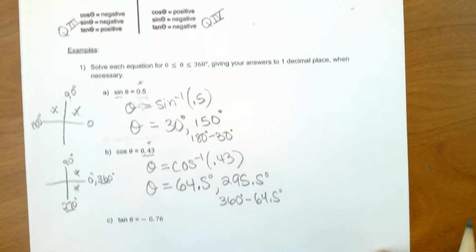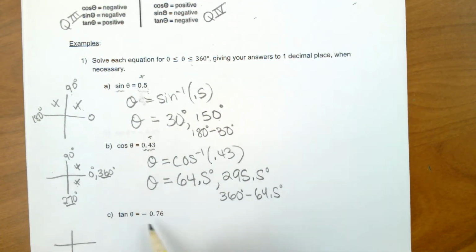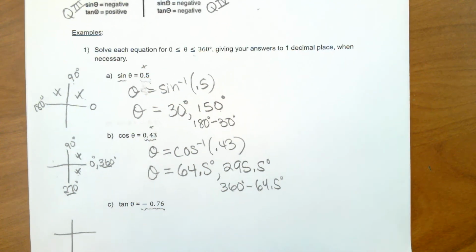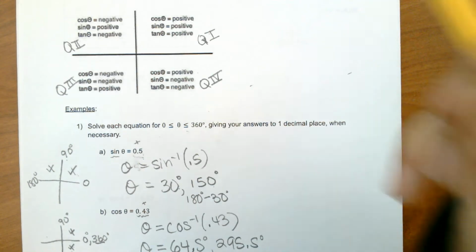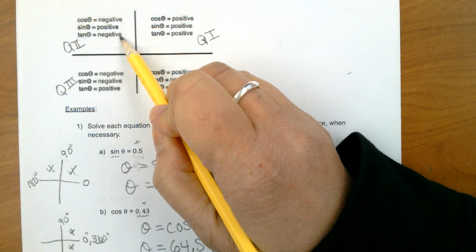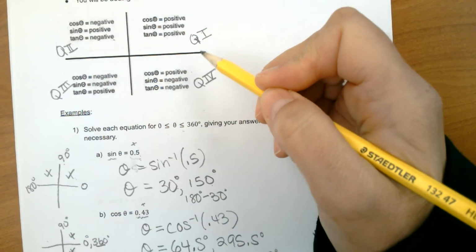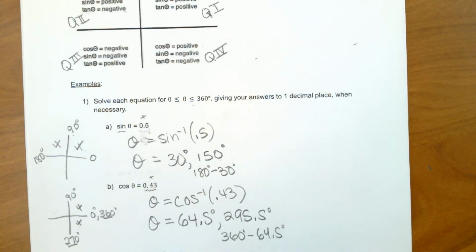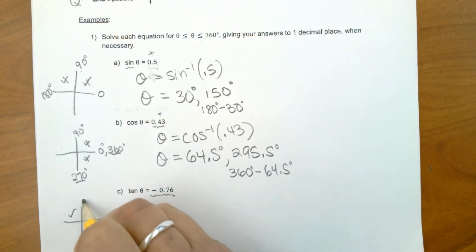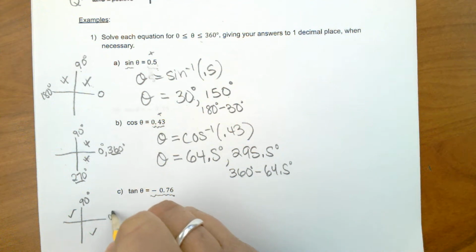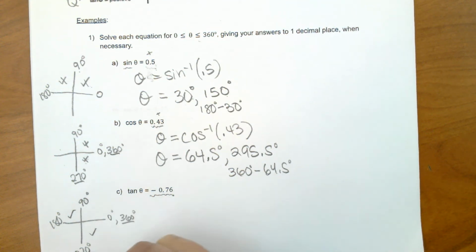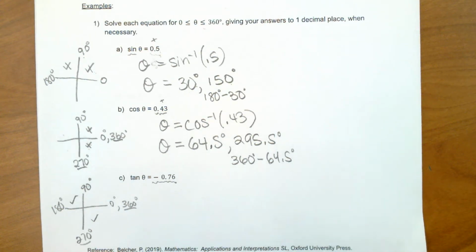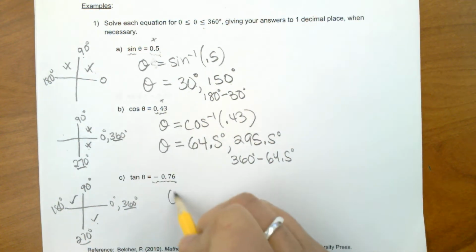Okay. Let's look at tangent. So let's draw this tangent. All right, so we see that this answer is negative. So we're going to be looking to see what quadrant tangent is negative. So let's see. We see quadrant 2 tangent is negative, and quadrant 4 tangent is negative. Okay, so we're going to need measurements between 90 and 180, and 270 with 360. Okay, so those are the two quadrants, this quadrant and this quadrant. All right, so let's go find that.